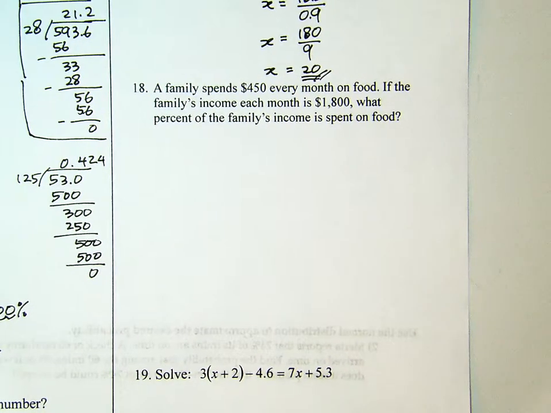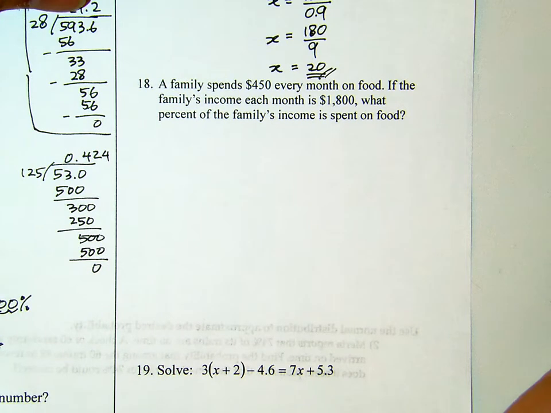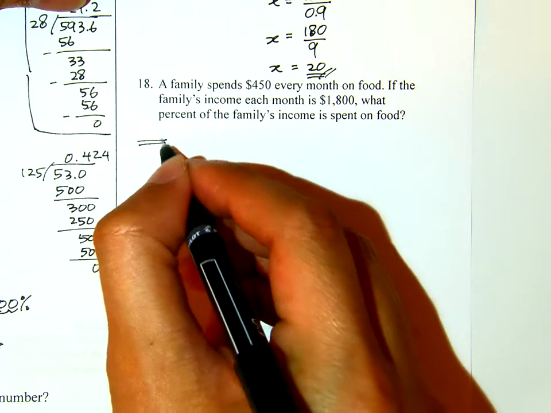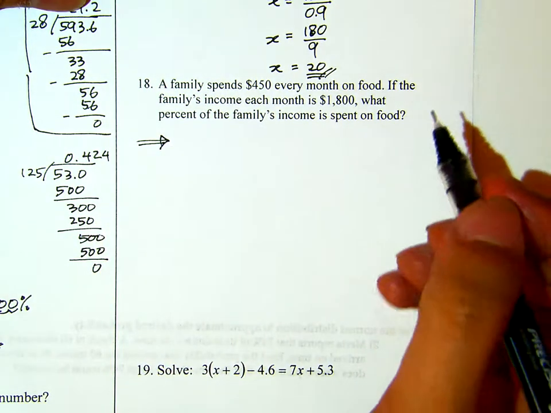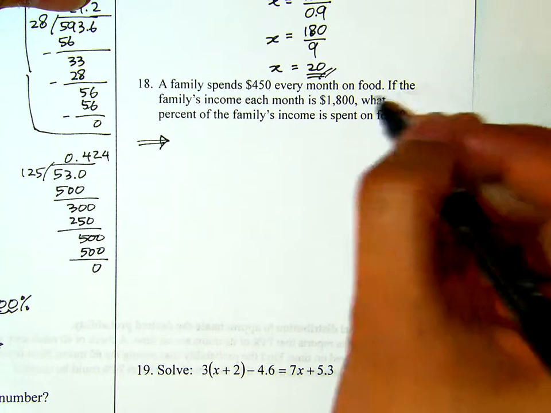Number 18, a family spends $450 every month on food. If the family's income each month is $1,800, what percent of the family's income is spent on food? Now we will first need to translate this question here, the situation and the question, into a math equation. Let's start with the question here.